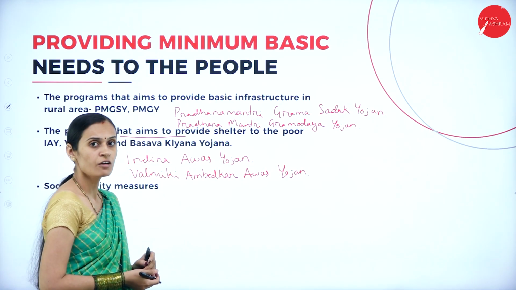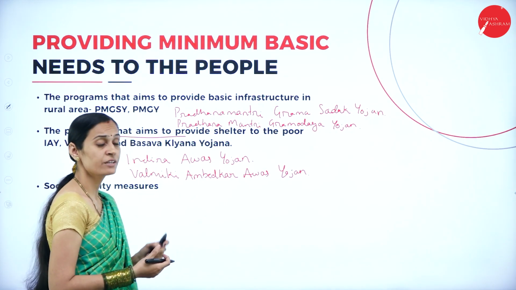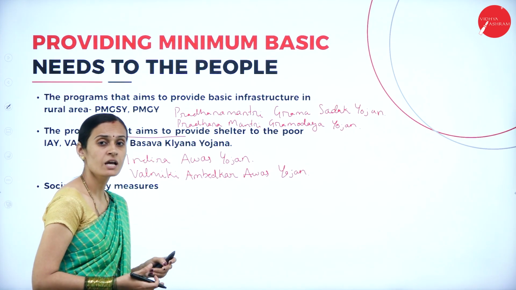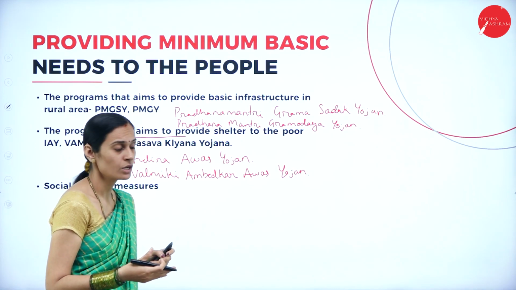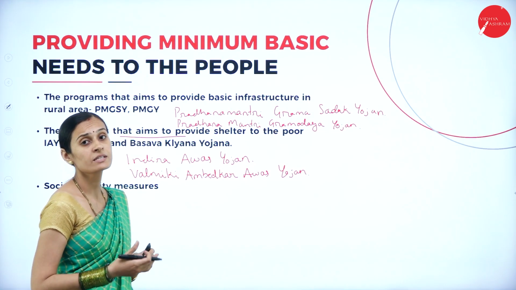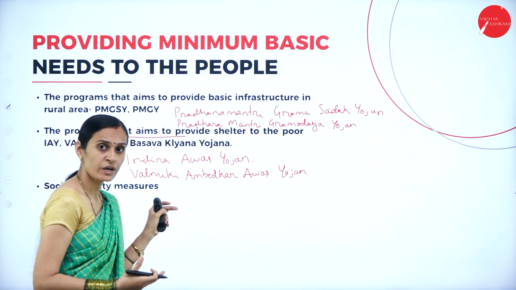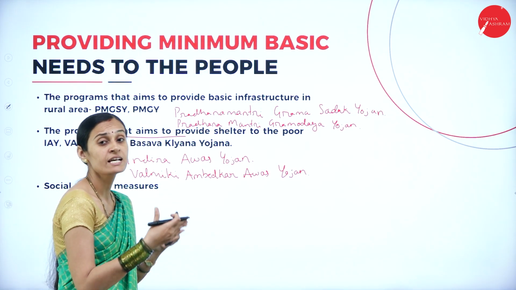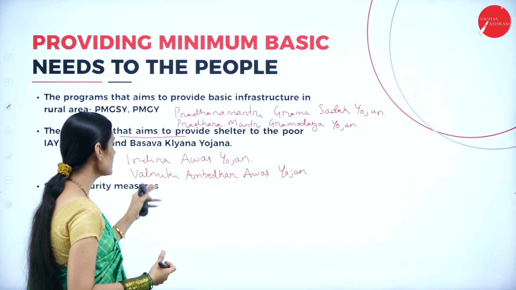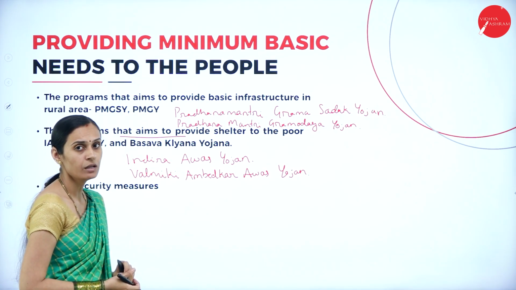First one, Indira Awas Yojana, implemented in 1985. It provides shelter facilities particularly to scheduled castes and scheduled tribes and other BPL card holders. Okay, Valmiki Ambedkar Awas Yojana was launched on December 2, 2001, and this Yojana helps to provide shelter facilities, particularly to slum area people belonging to urban areas. Okay, so these are two important programs providing shelter to the people.